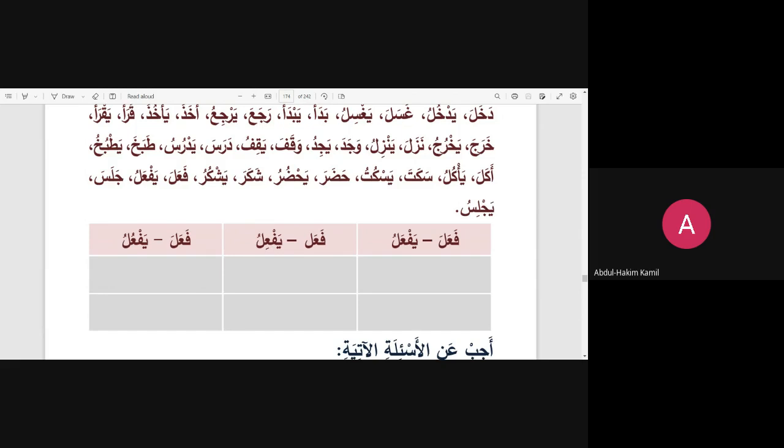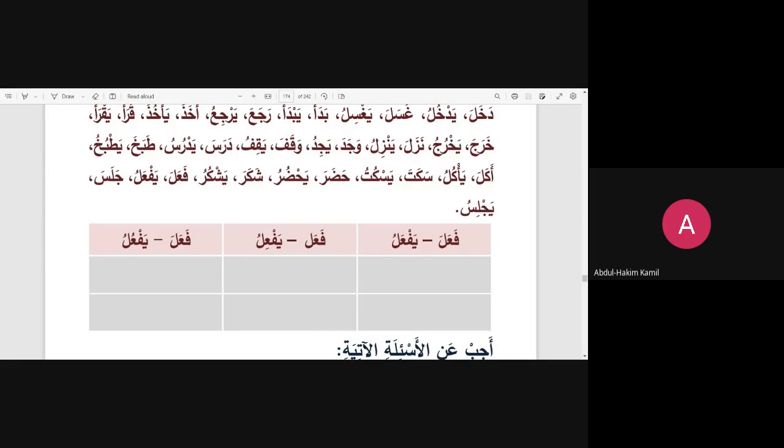Let's continue. Darasa yadrusu. Tabakha yatbukhu. That one has two ways: yatbakh, yatbukh. Tayyib. Akala ya'kulu. Sakata yaskutu. Hadara yahduru. Shakara yashkuru. Fa'ala yaf'alu. And the meaning of fa'ala, not the scale here, fa'ala means to do. Na'am. And jalasa yajlisu.